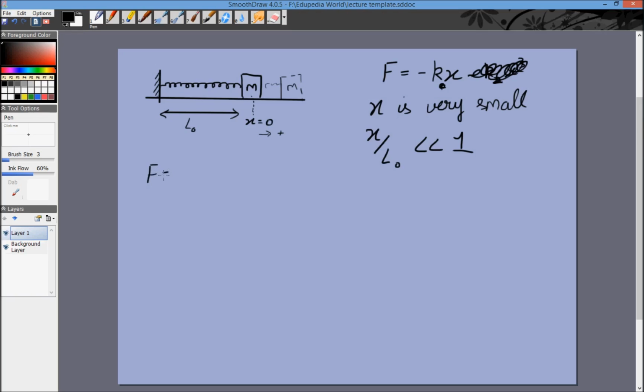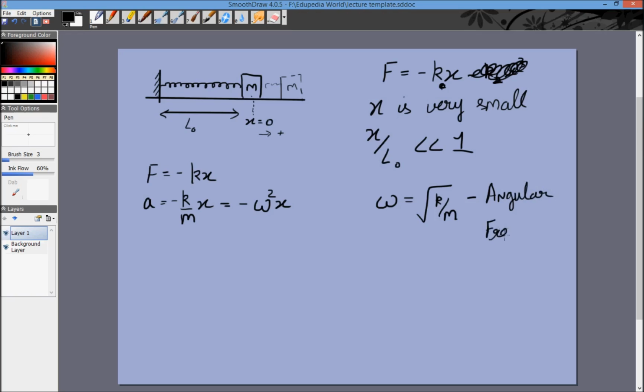So F is equal to minus kx gives me the acceleration is equal to minus k by m times x, where m is the mass of the object. This is often written as minus omega squared x, where omega is a new variable whose value is equal to root of k by m, and it is called the angular frequency. In this chapter the terminology is slightly, a lot of it sounds the same but is different, so you need to pay attention to that. Omega is called the angular frequency. Why it's called that we'll see in a minute.